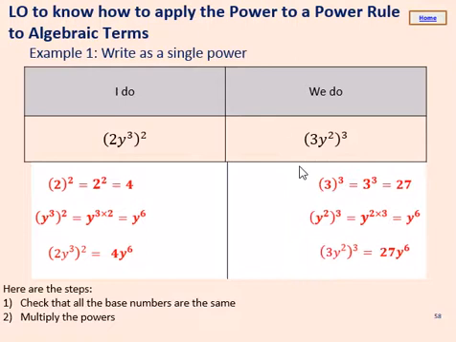Okay, so for the we do, again we've got 3y squared all to the power of 3. We've got brackets around this and this is all raised to the power of 3. So we need to apply that power to the 3 and also the y squared. So 3 to the power of 3, or 3 cubed, gives me 27. y squared to the power of 3 gives me y to the power of 2 times 3, which is y to the power 6. So my final answer is 27y to the power of 6.